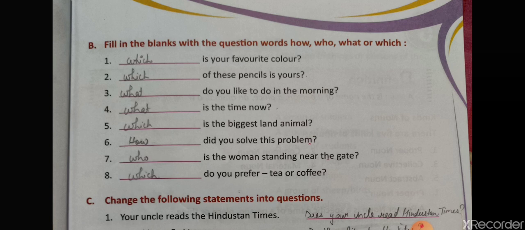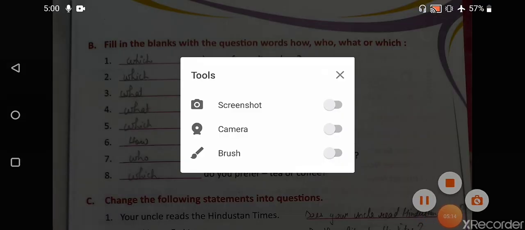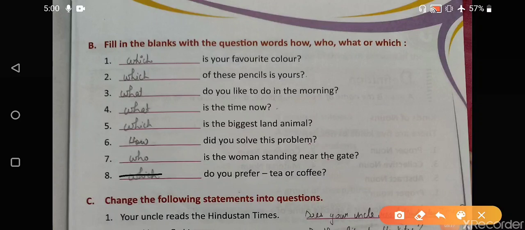Dash is the biggest land animal. So which is the biggest land animal? Dash did you solve this problem? So how did you solve this problem? Dash is the woman standing near the gate. So who is the woman standing near the gate? Dash do you prefer, tea or coffee? So what do you prefer? I'm sorry, in this the answer is not which, the answer is what do you prefer, tea or coffee?